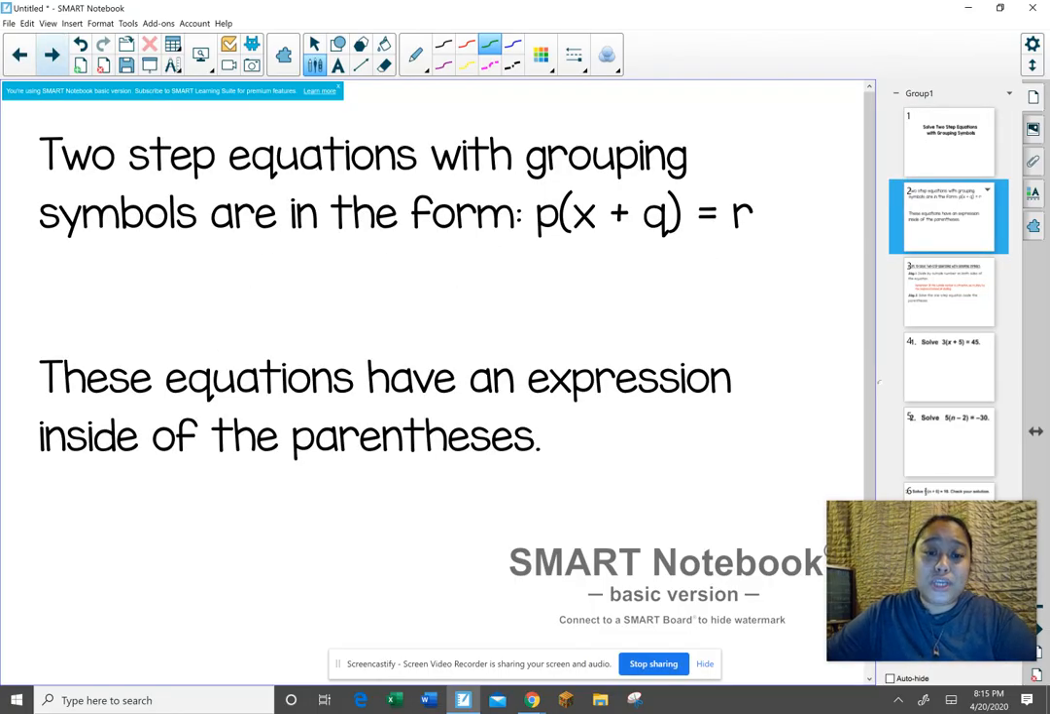Two-step equations with grouping symbols are in the form p times a quantity x plus q equals r. So here we have an outside factor being multiplied by a quantity inside parentheses. These equations have an expression inside of the parentheses.